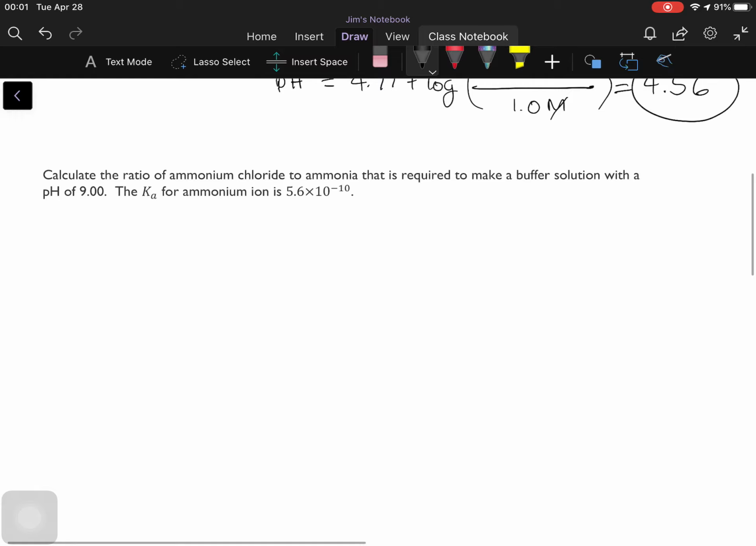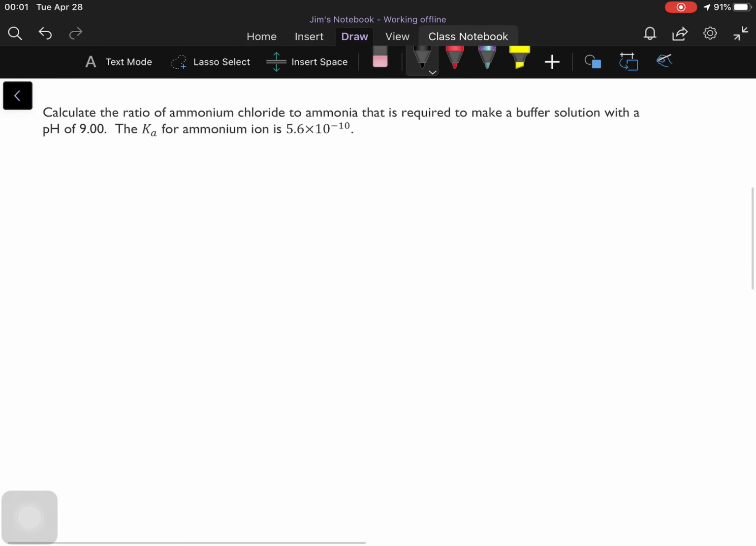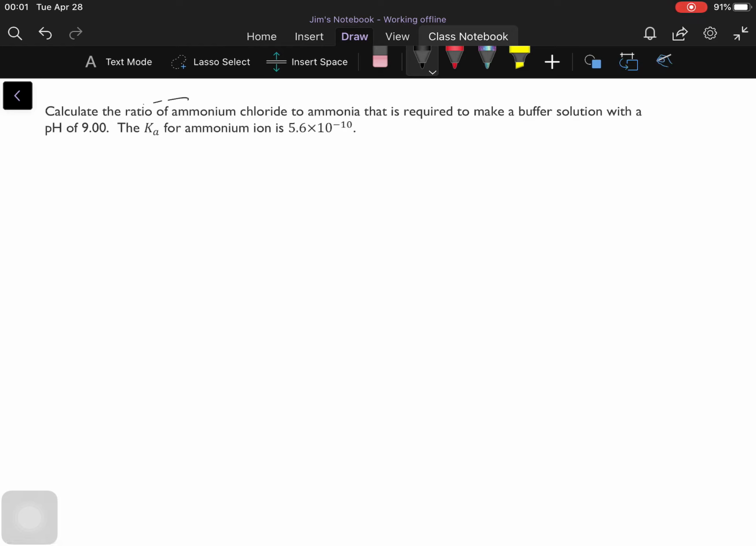Okay, so let's try to solve this. Calculate the ratio of amount of ammonium chloride to ammonia that is required to make a buffer solution with a pH of 9. The Ka for ammonium ion is 5.6 times 10 raised to negative 10. Okay, so what we're going to do here is to make a buffer solution with that condition. So we're going to calculate the ratio.